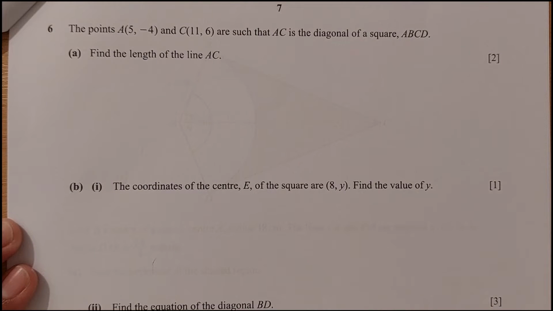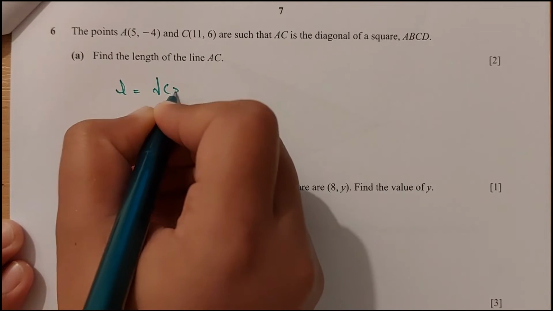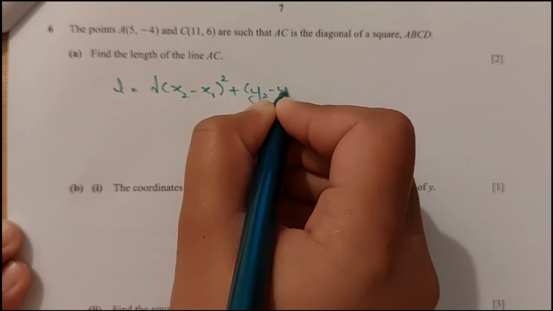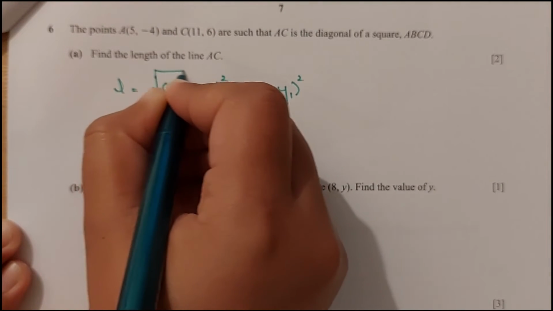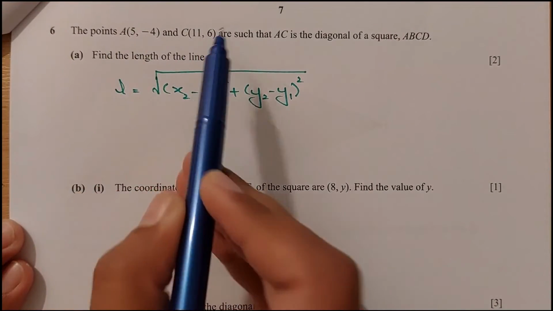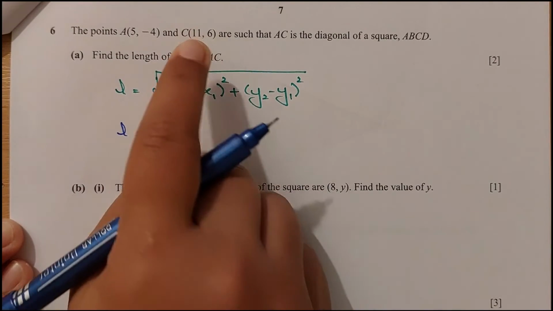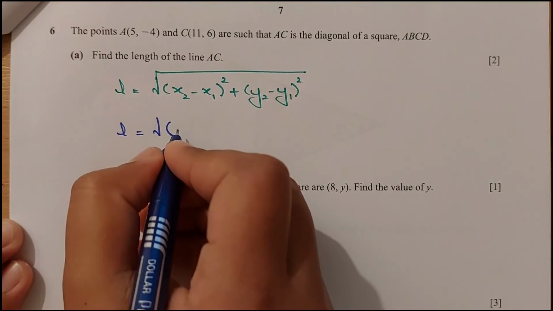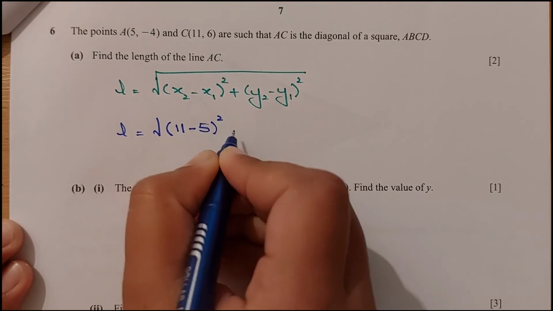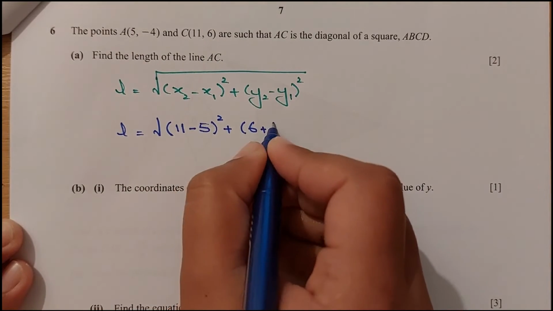Okay, so for the length of a line, we use the distance formula, that is the square root of (x2 minus x1) whole square plus (y2 minus y1) whole square, right? Now let me substitute the values of x1, y1, x2, y2. So the length is going to be x2 minus x1. This is x2 and this is x1, so 11 minus 5 whole square plus 6 minus -4, that is plus 4, whole square.